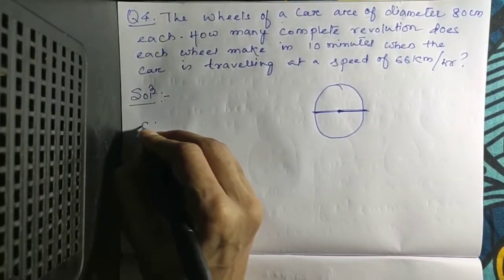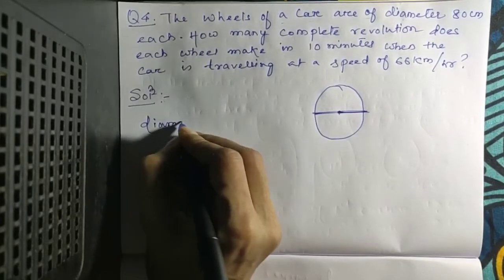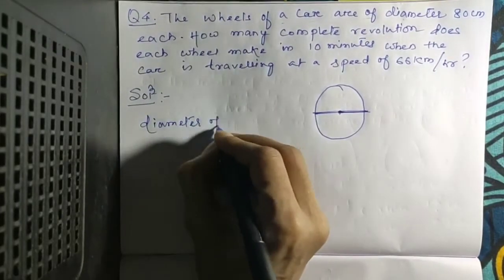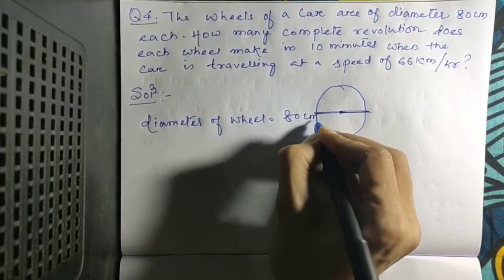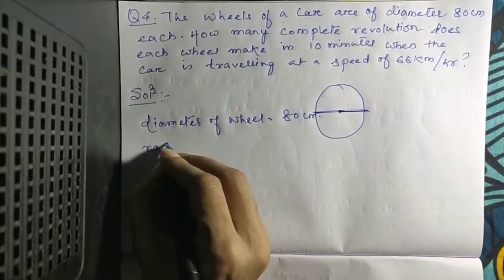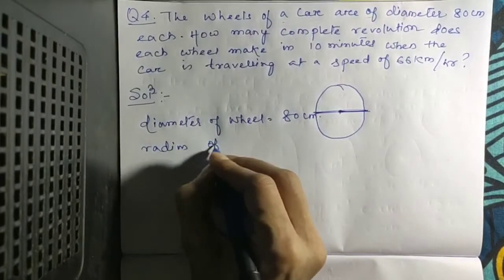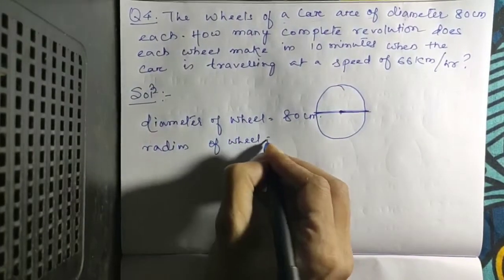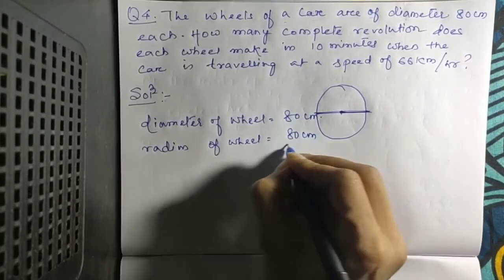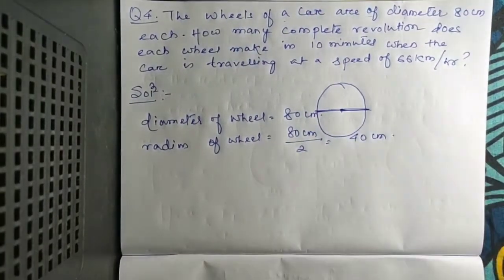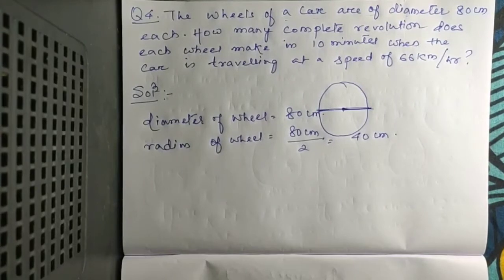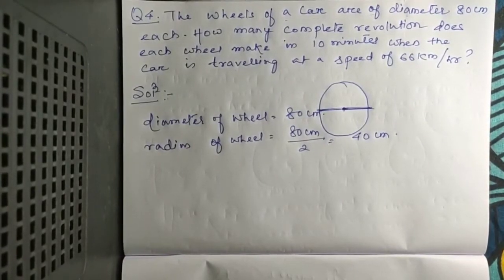Diameter of the wheel is given 80 centimeter. We will find out the radius of the wheel. Radius of wheel, as you know, diameter divided by 2. 80 centimeter divided by 2, we are getting 40 centimeter. That is the radius of the wheel of the car.